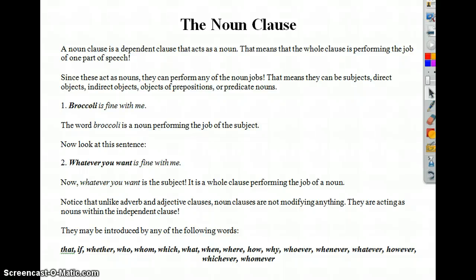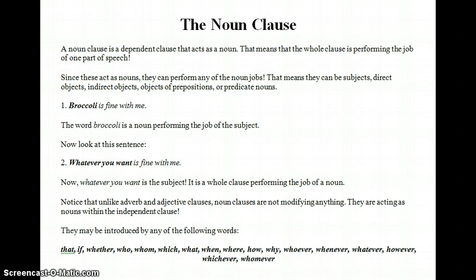Welcome to the next sentence diagramming video, and this one is devoted to something called the noun clause. You know that a clause by now is a group of words that has a subject and a verb, a subject and a predicate, okay? Doesn't mean it can stand alone, doesn't mean it's independent.